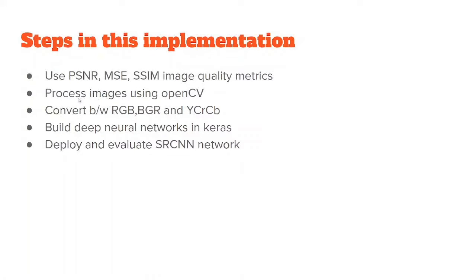And I have processed the images using the OpenCV library. It is a computer vision library, and in between I have converted between the color spaces RGB, BGR, and YCrCb according to my requirement. And I have built these deep neural networks using the Keras library. And finally I deploy and evaluate the SRCNN network. So these are the steps which I considered to implement this coding part. Now I will show the coding part.